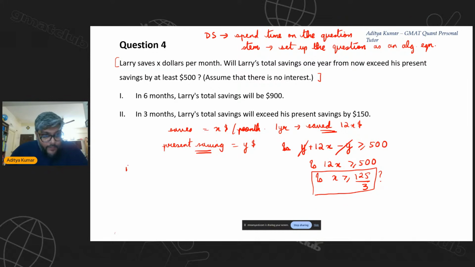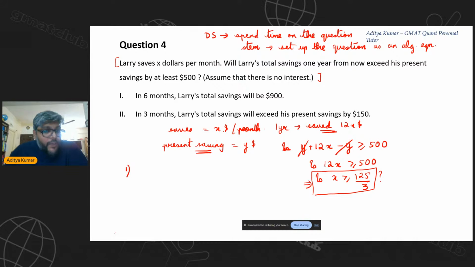I'm going into the first statement now. See, I've broken the question down so far. I've invested all my time on the question. Now, since I have my question set up, I have my variables defined, I have my target question in mind, I know what kind of data sufficiency I'm dealing with. Now I would go into the statements. And if you invest this much time to set up your questions, your statements will be very easy for you to work. So in 6 months, Larry's total savings will be $900.